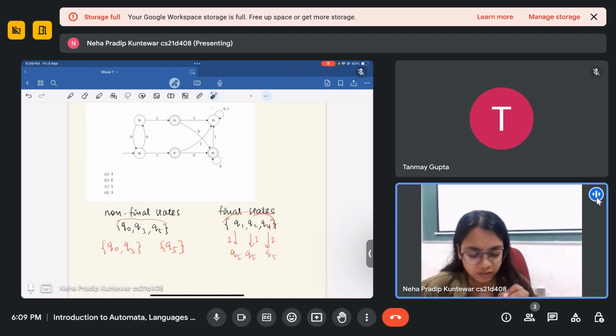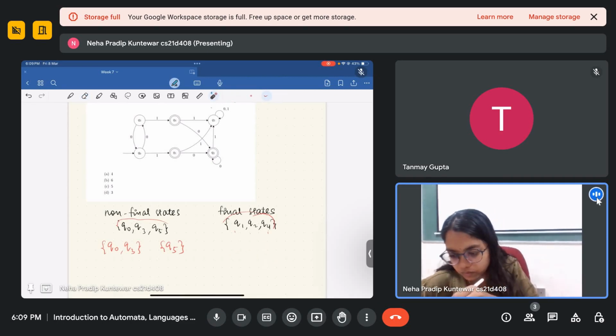Now we're doing the same thing with the set of final states. We're trying to see if they behave differently on transitions on 0 and 1. If they do, then we will split them again. So in this case, all of them on reading a 1 still go to Q5. So we are not going to split. But let's see what happens on 0.